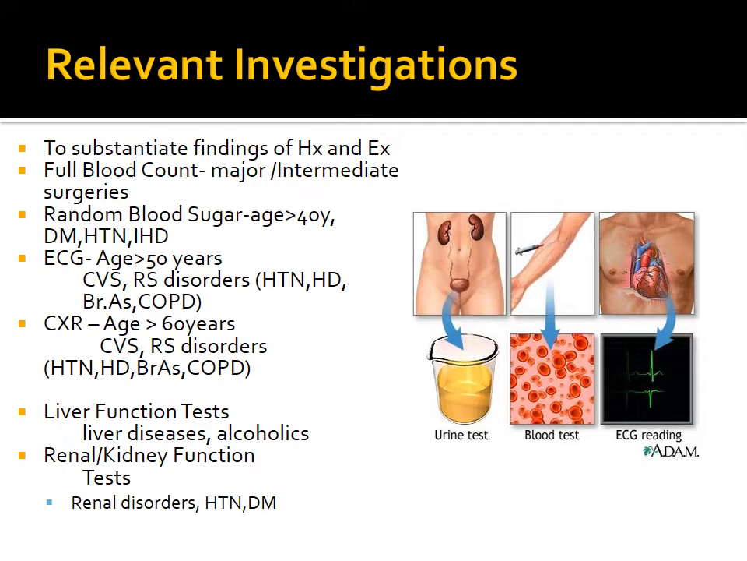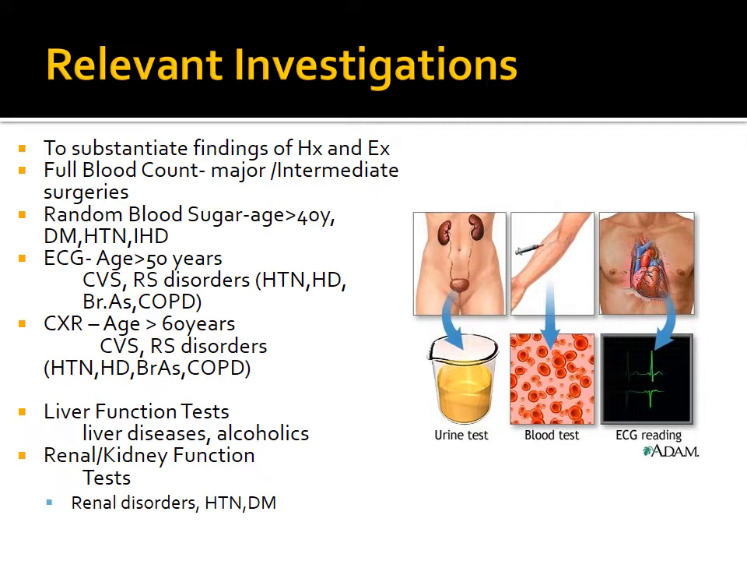So there's no point in doing a chest X-ray in a 25-year-old if they are coming for a simple tooth extraction, because we do not expect their chest X-ray to be abnormal if there's nothing suggestive of a cardiovascular or respiratory disease in the history. So perform a chest X-ray in patients above 60 years and in patients who have cardiovascular or respiratory system disorders like hypertension, heart disease, bronchial asthma, chronic obstructive pulmonary disease, heart failure, respiratory failure, or anything like that.